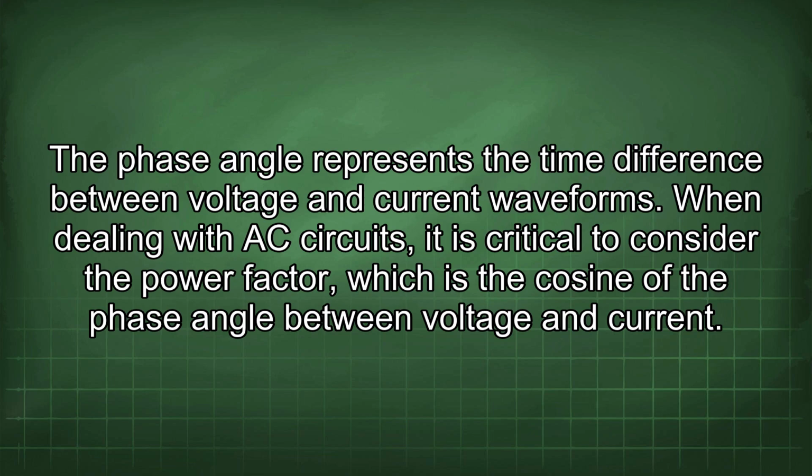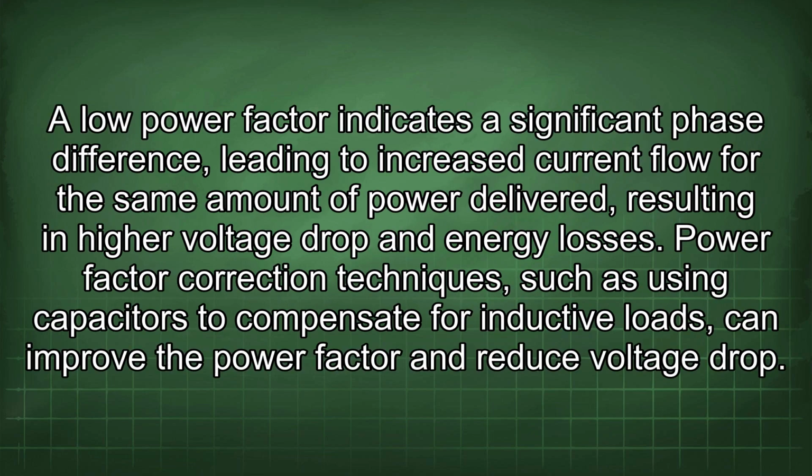The phase angle represents the time difference between voltage and current waveforms. When dealing with AC circuits, it is critical to consider the power factor, which is the cosine of the phase angle between voltage and current. A low power factor indicates a significant phase difference, leading to increased current flow for the same amount of power delivered, resulting in higher voltage drop and energy losses.